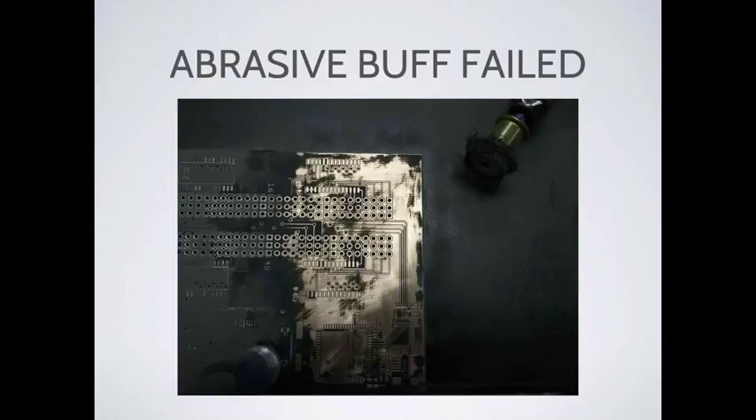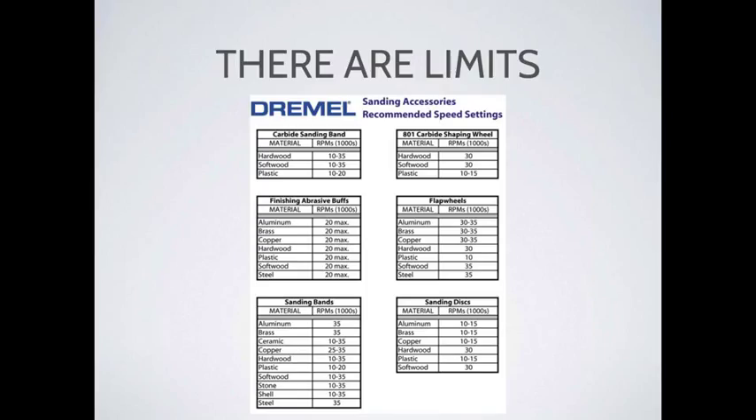But the very first thing is this one failed because, can you see up in the right-hand corner? Do you see how it just ate away? It's this little guy. There's nothing left. So I was like, what the hell happened? Those guys on YouTube, their buff lasted forever. What's wrong with this one? So what happened was I was running it at a speed it shouldn't be run at.